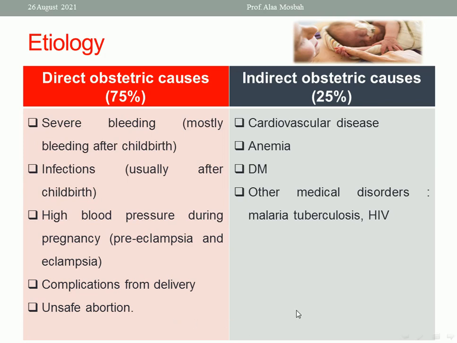What about the indirect one? Maybe related to cardiovascular disease or anemia or diabetes mellitus or certain infections or medical disorders, malaria, HIV, TB.